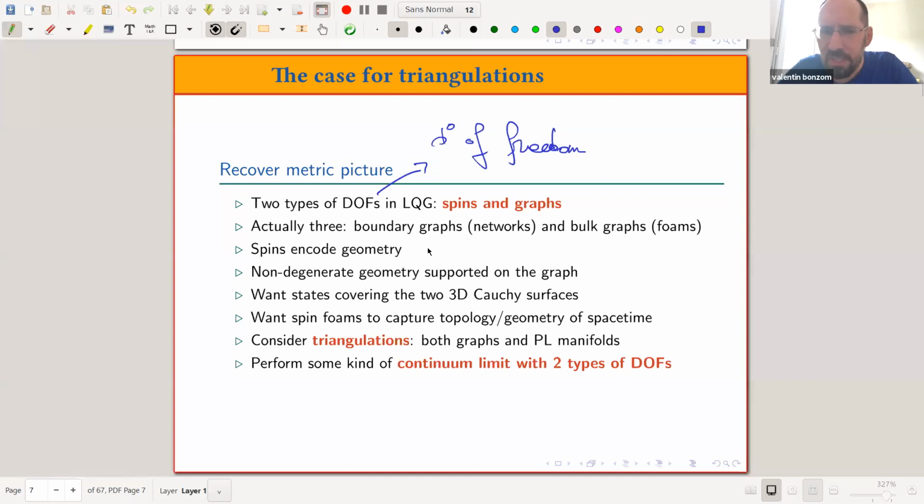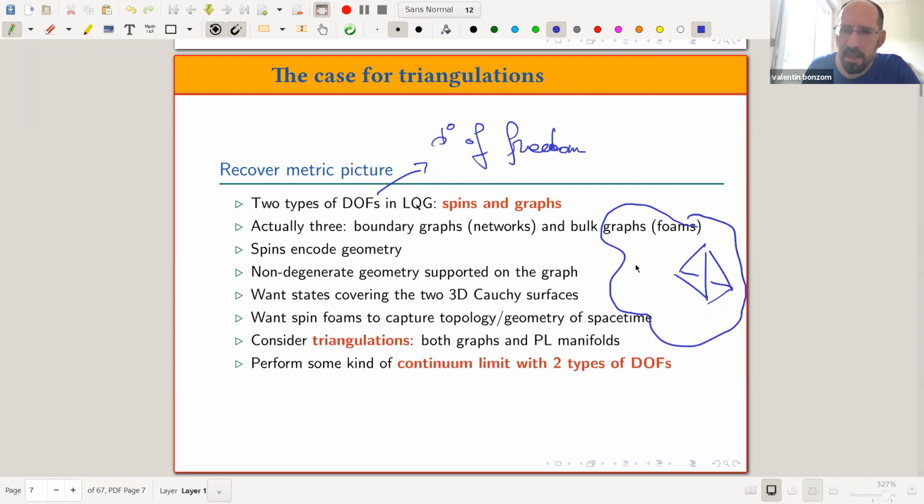And so the way geometry is encoded is through the spins. So when you have a graph, let's say like here, some kind of tetrahedron, for instance, it is decorated with spins. The spins and the intertwiners encode the geometry, but it's not degenerate only on the graph, meaning that, so if this is my manifold somewhere like this, and I consider a region here, which is far away from the graph, then basically the metric is zero. So basically not a metric. So it's completely degenerate elsewhere. Now, if you want to recover some metric picture, it means you want states to basically cover the whole Cauchy surface that's used for the Hamiltonian quantization.